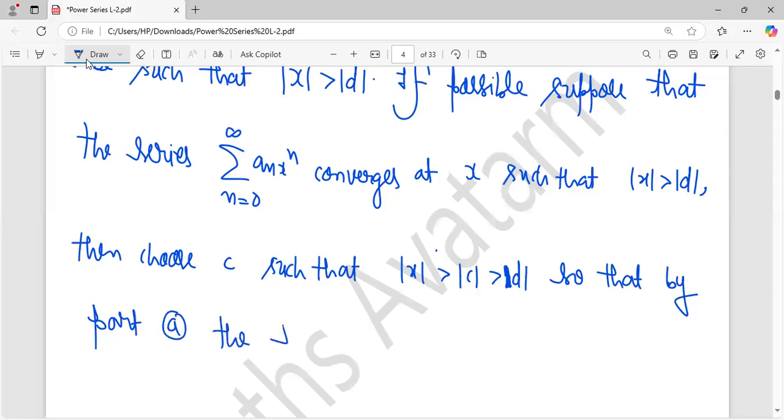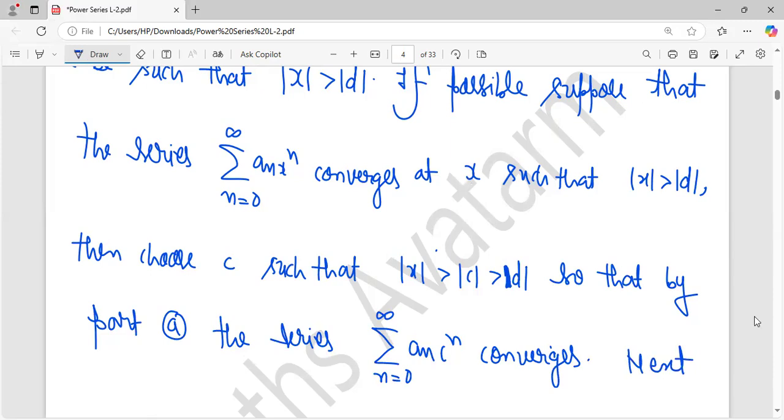the series summation n goes from 0 to infinity a n c to the power n converges, because at x it converges and the absolute value of c is less than the absolute value of x, so it converges by part A.